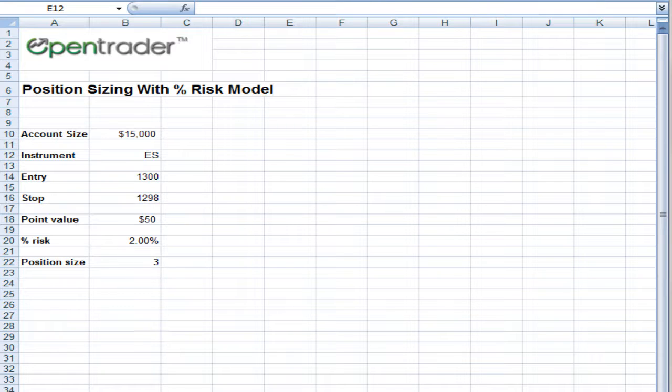Now, what is the percent risk model? Well, it's actually pretty simple, and let's get right into it with this example. Once I show you the example, you'll be able to understand it pretty easily. So as you'll see, we have a hypothetical account size of $15,000. We're trading the ES, which is the S&P futures. And we're assuming that we have a trade where we just entered at 1300 in the ES, and we have a 2-point stop.